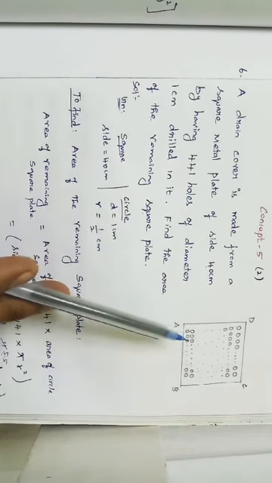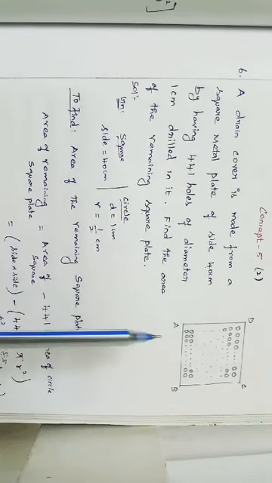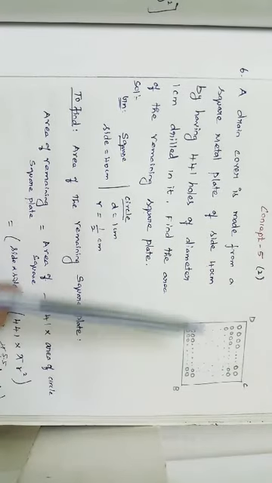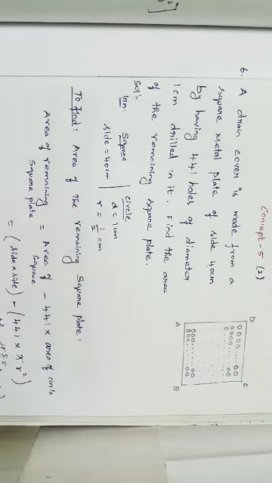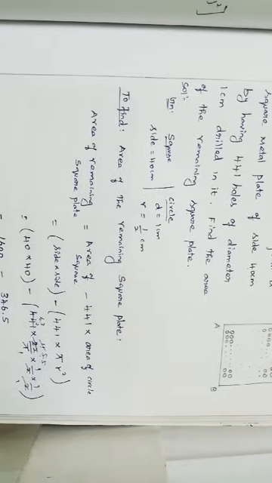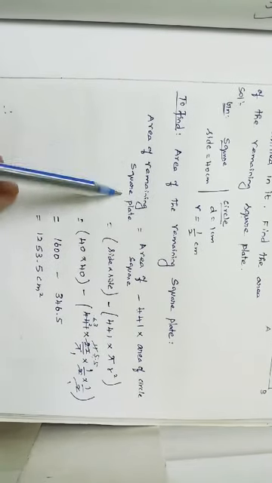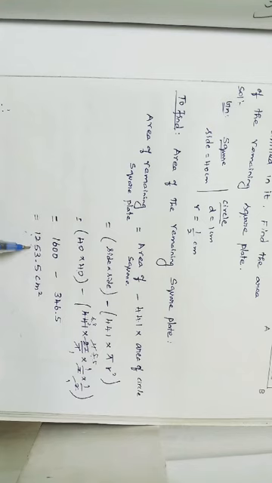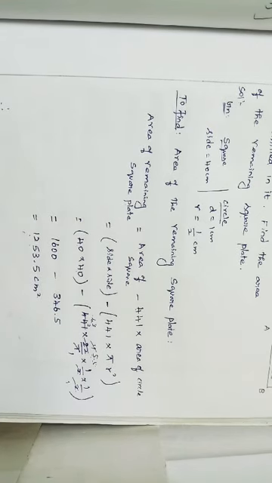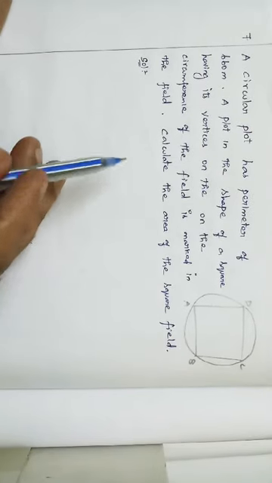We have to subtract, right? First we want to find the total area, and we have to subtract one by one that unshadowed region, or the remaining part, or the removing part, right? Understood? It's very important. So now the area of the remaining square plate is equal to 1253.5 centimeter square.